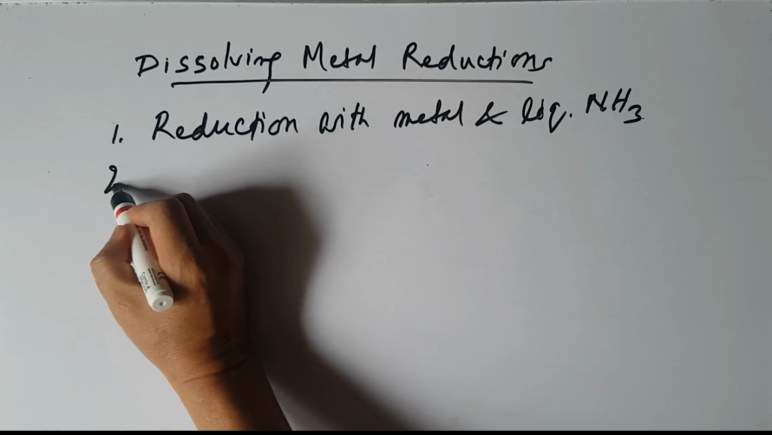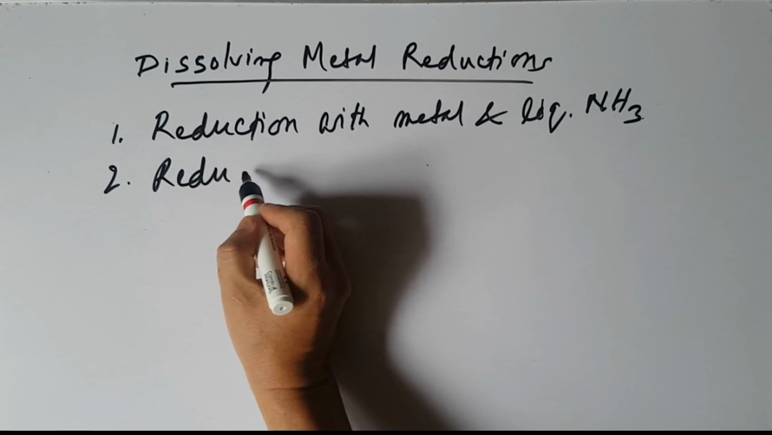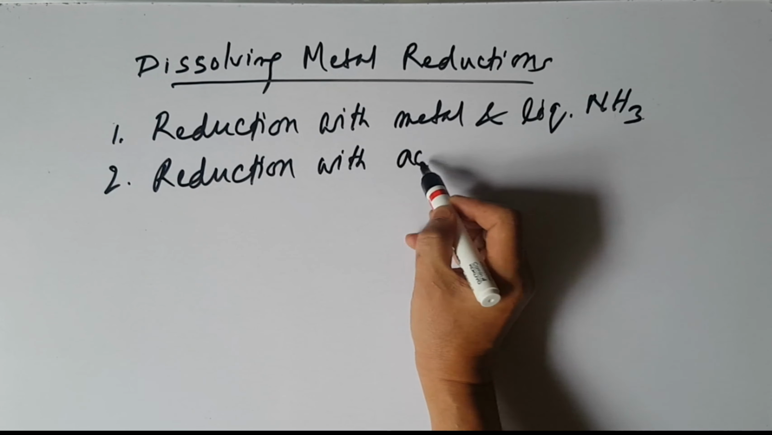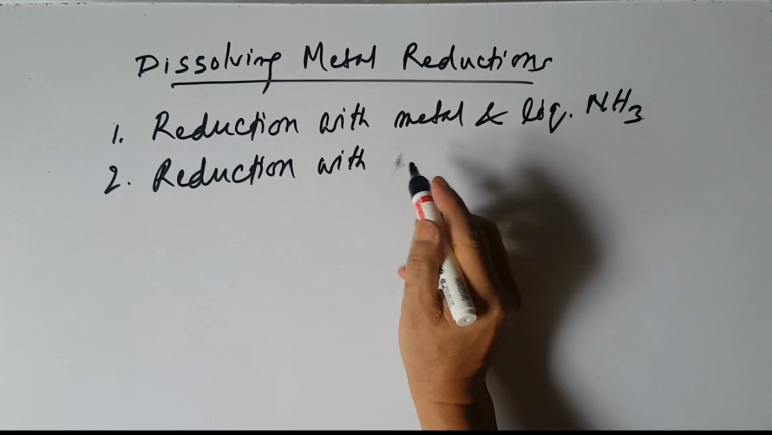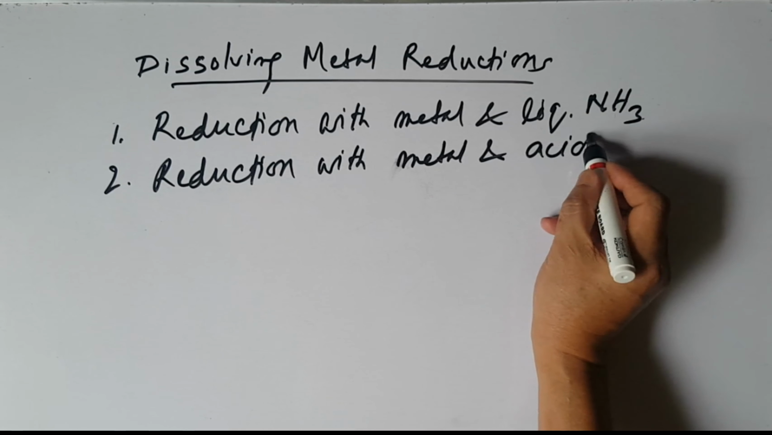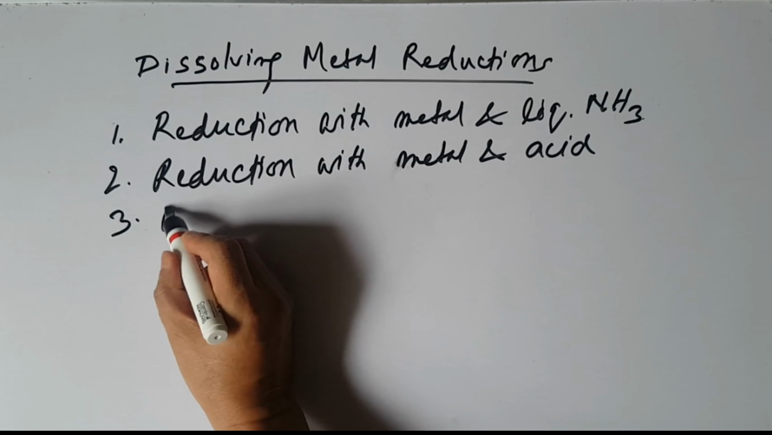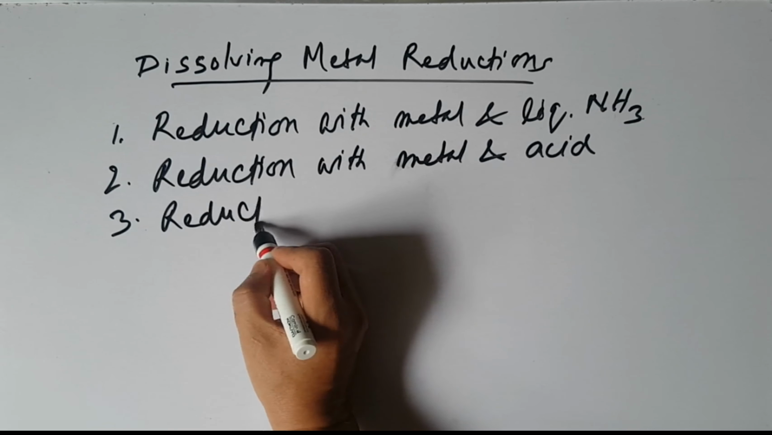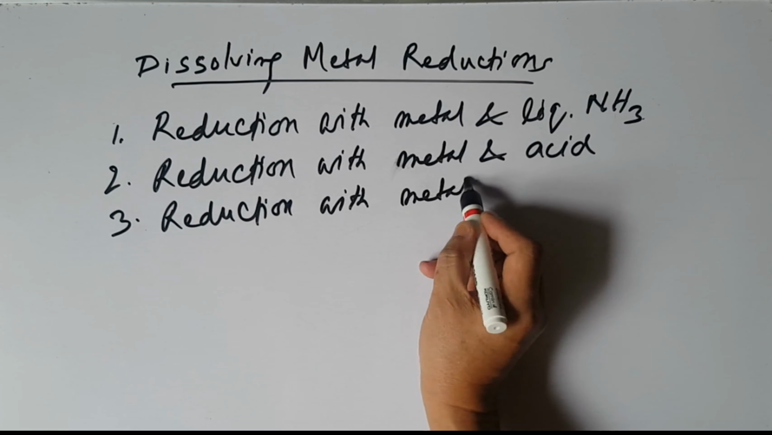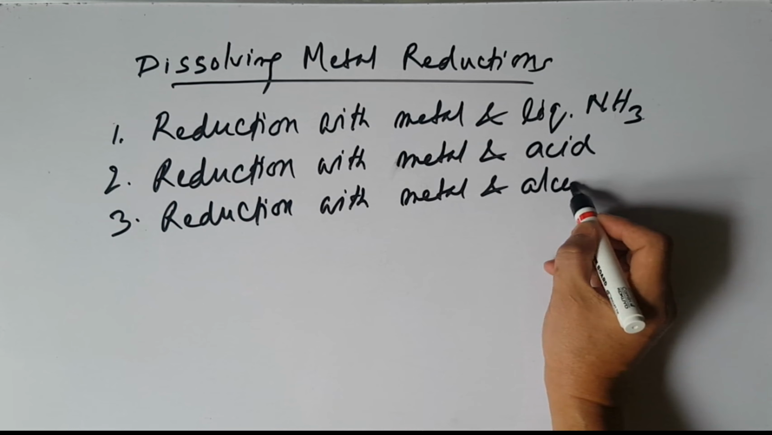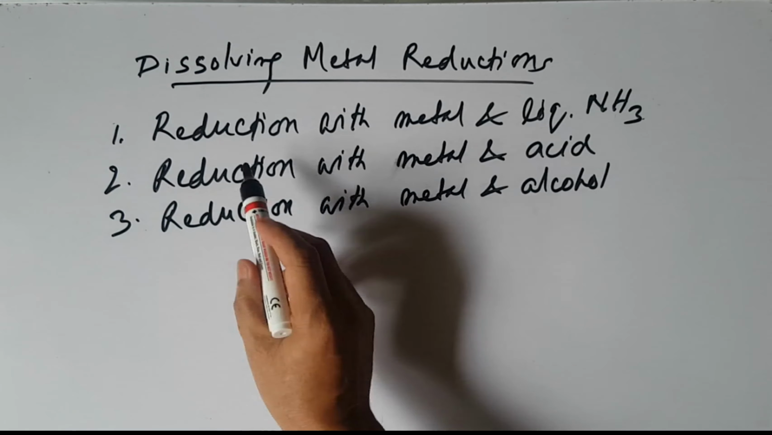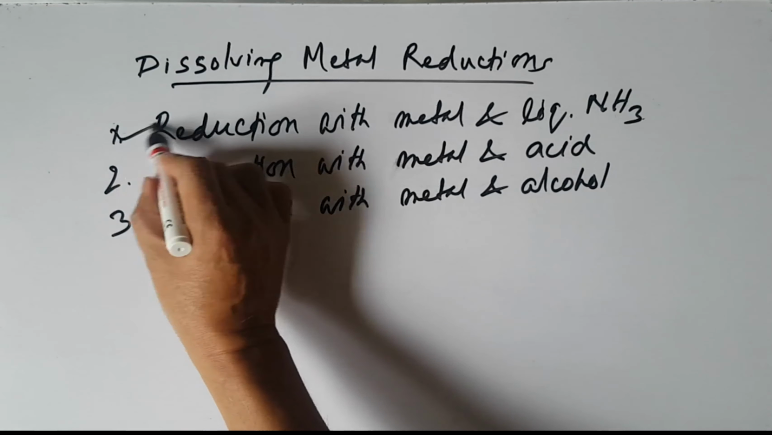The second type is reduction with metal and acid. And the third one is reduction with metal and alcohol. In the last class, we discussed reduction with metal and liquid ammonia. This one we have discussed.